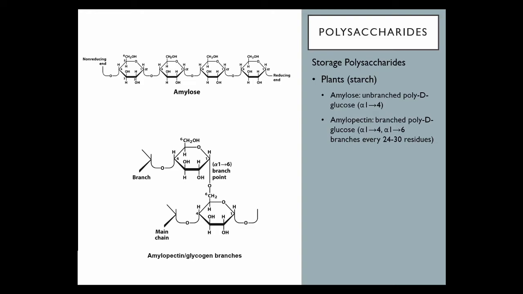And starch is made up of two different types of polysaccharides. This one up here is called amylose. It's basically just an unbranched chain of glucose connected in a 1-to-4 glycosidic linkage. Another common type of starch is amylopectin. Amylopectin is a branched chain of glucose residues that are linked 1-to-4, and then the branches are linked 1-to-6, and the branches show up about every 24 to 30 residues.